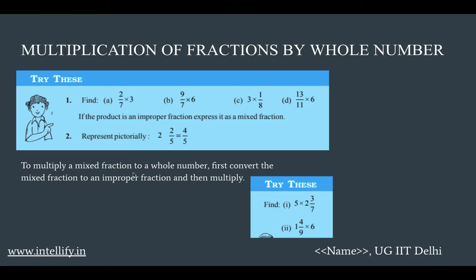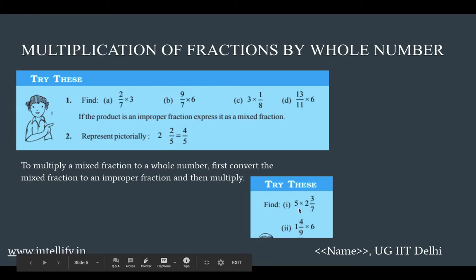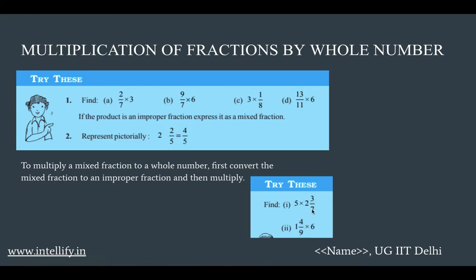To multiply a mixed fraction to a whole number, first convert the mixed fraction to an improper fraction and then multiply it with the whole number. So how do you do this? I'll tell you one and you can do the other one by yourself. So 2 3 by 7 is nothing but 7 into 2, that is 14 plus 3, 17 by 7. So multiply 17 by 7 by 5. How do you do that? You just multiply 5 by 17, that is 85, and the final answer will be 85 by 7.